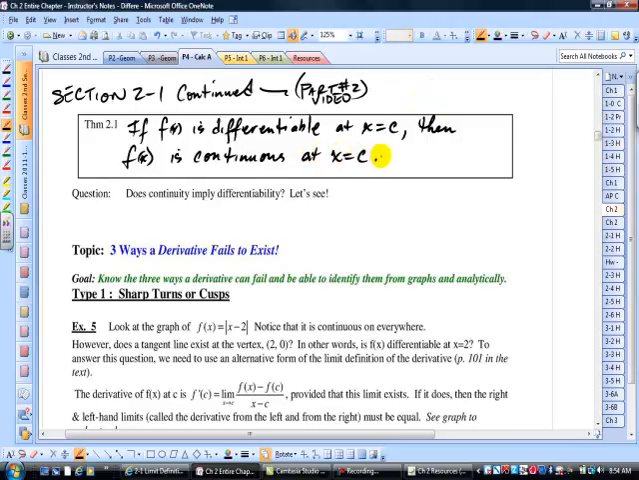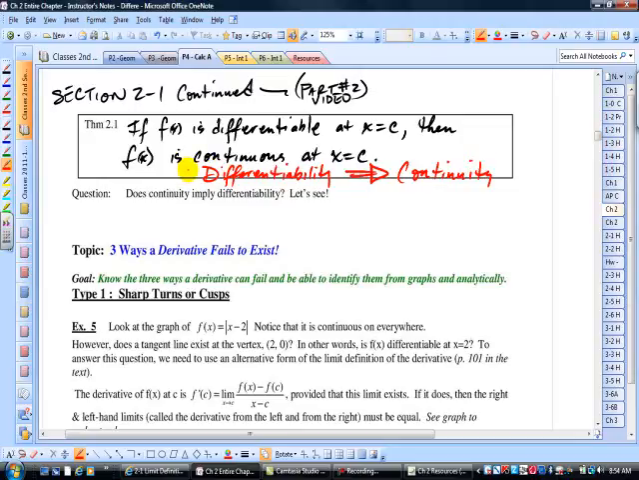What that is implying is that if a function is differentiable, then it's continuous. In short, differentiability implies continuity. Let's put that in red. If a function is differentiable at a specific location, call it x equals c, then it's continuous there. So if I tell you that a function is differentiable everywhere, then it's continuous everywhere.